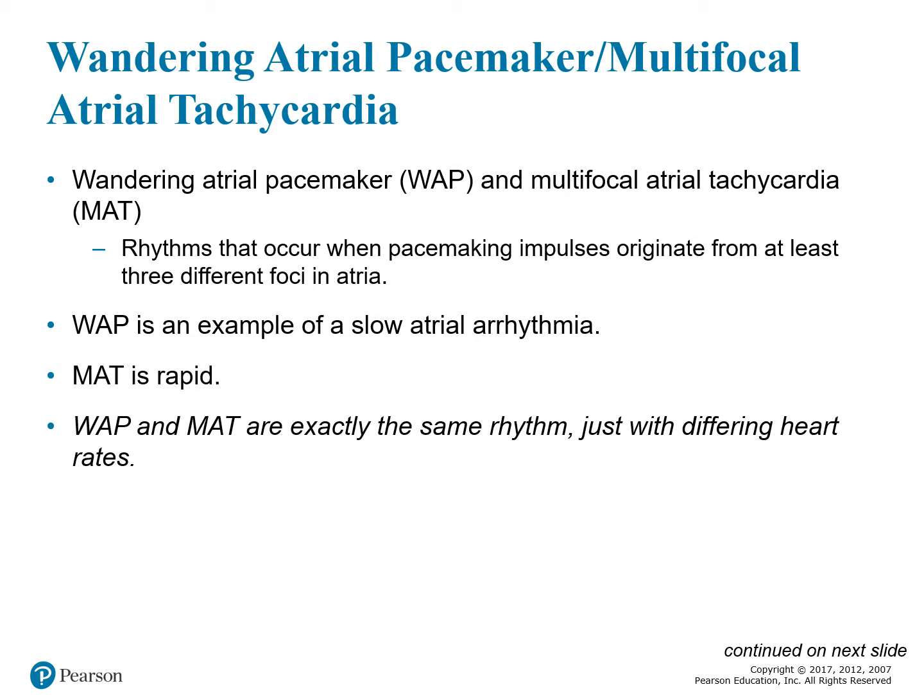P waves are varied. They can be either upright, narrow, downward deflecting, or downward, pointy, notched. It just depends on what foci is firing in the atria. So therefore, your PR interval can be varied due to the varied shapes of your P wave. And your QRS will be the same. It will be less than or equal to 0.12 seconds.